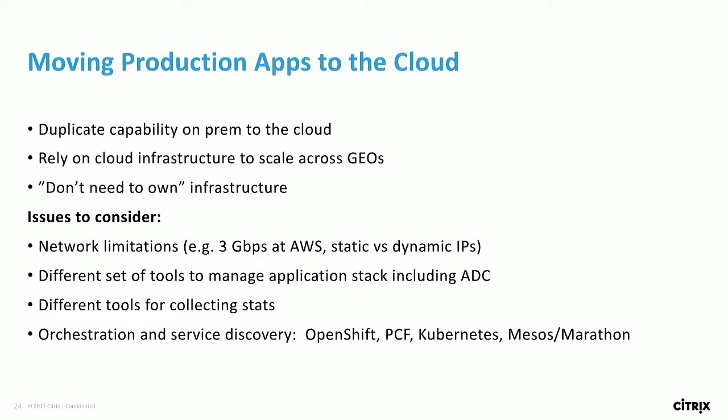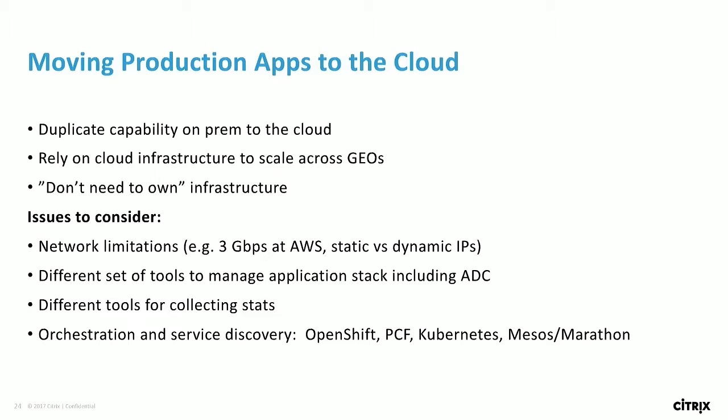So the things to consider are things like, what are the network limitations in the cloud? AWS, for example, has a limitation on how much traffic can go through their network. There are also issues to think about, like IP addressing. Do you want static versus dynamic? And how do you want to access the applications you built on the cloud? Do you want to do it through a DNS entry, so an FQDN, or using a static IP address?